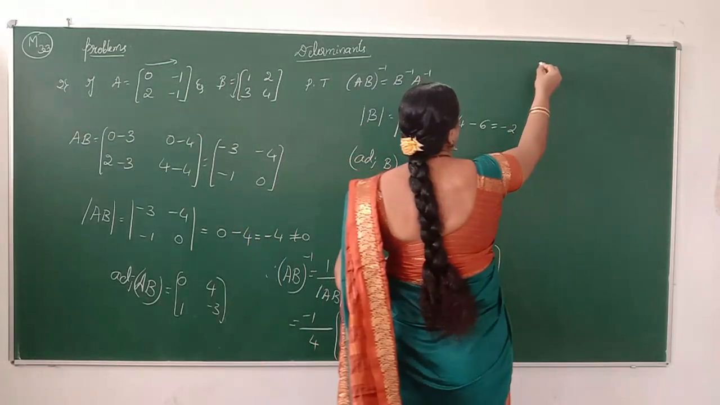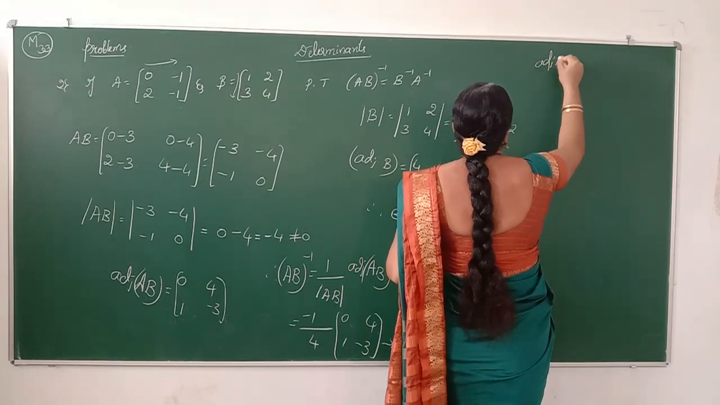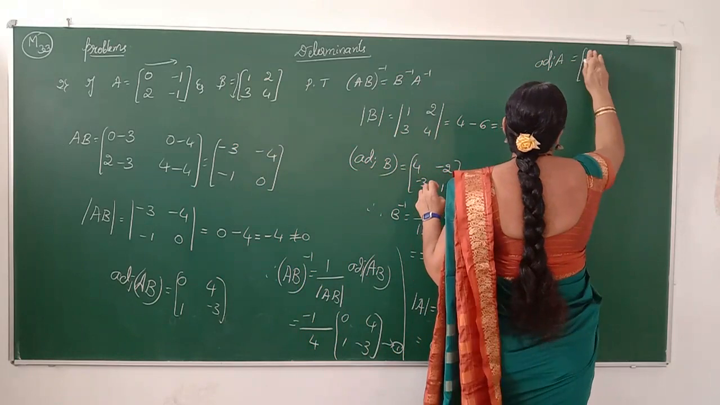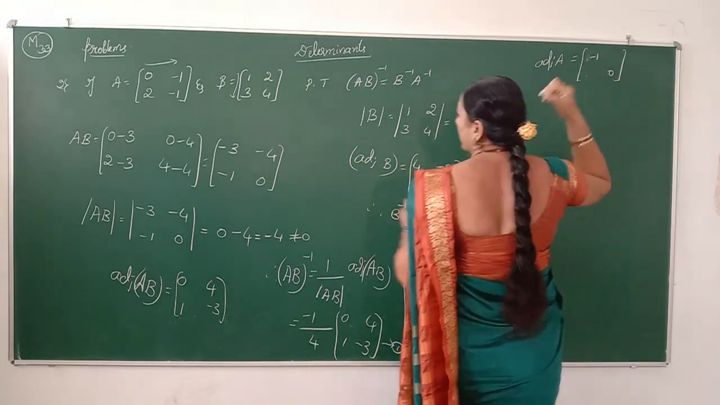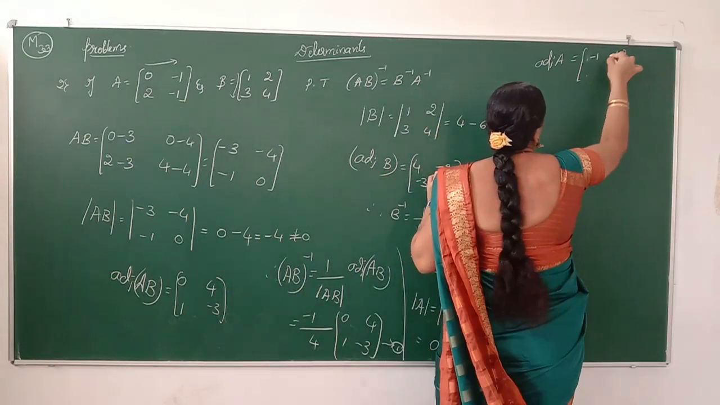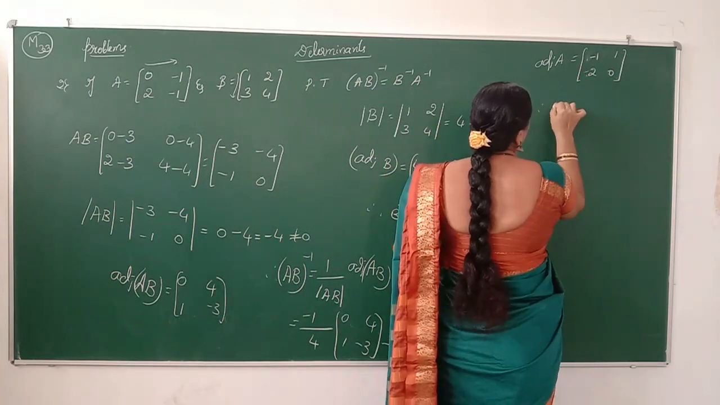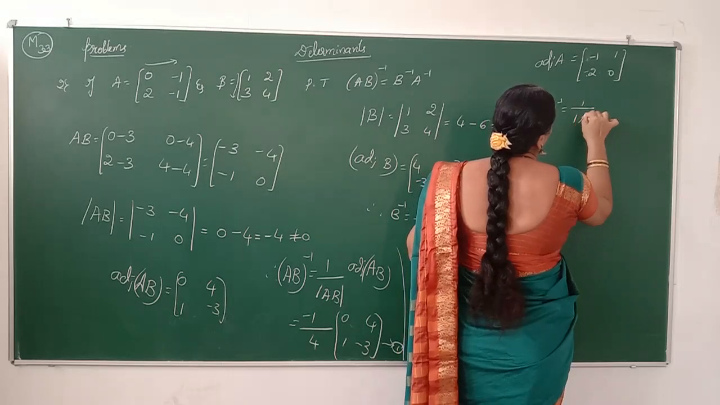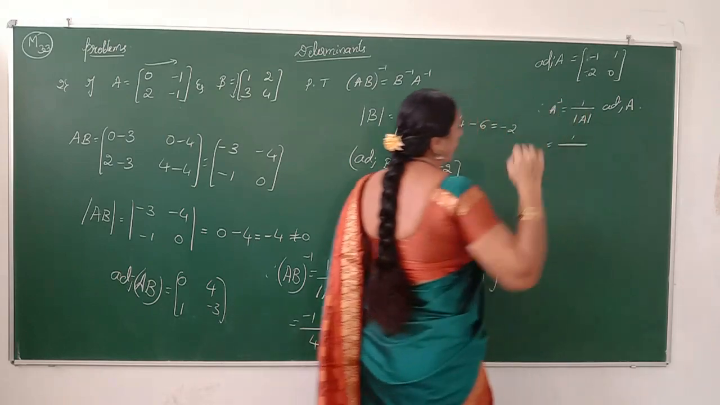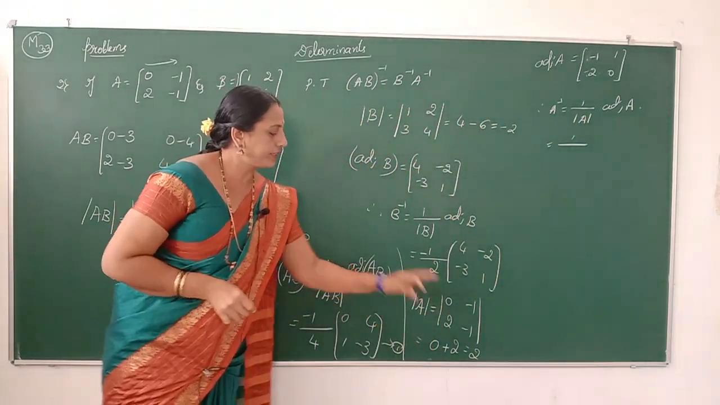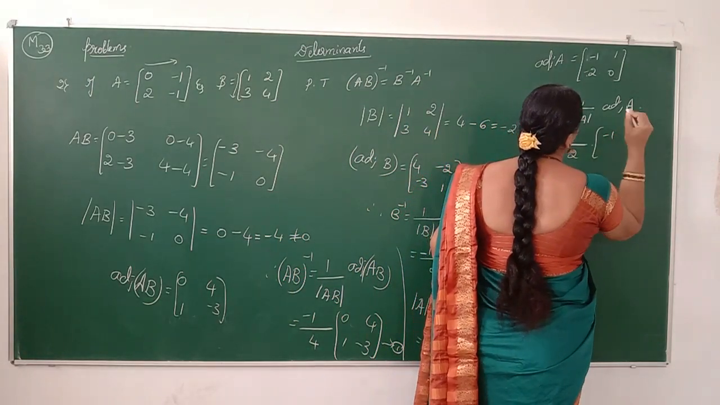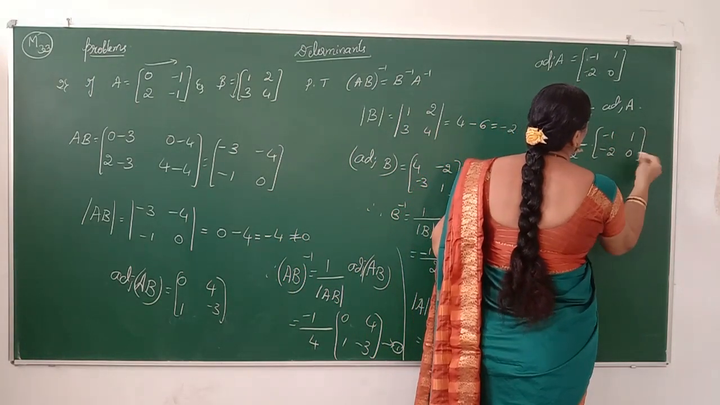Then the adjoint of A. The elements of the left to right diagonal are interchanged in their position, minus 1, 0, and the other diagonal elements are changed with the negative. Therefore, A inverse is equal to 1 over determinant of A into adjoint of A. Then 1 over determinant of A is 1 over 2 into the adjoint, which is minus 1, 1, minus 2, 0.